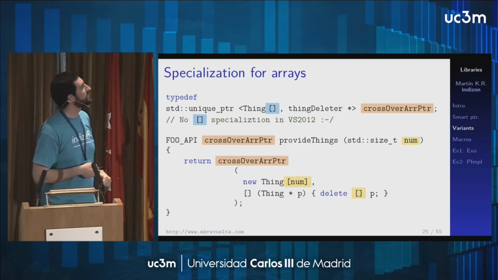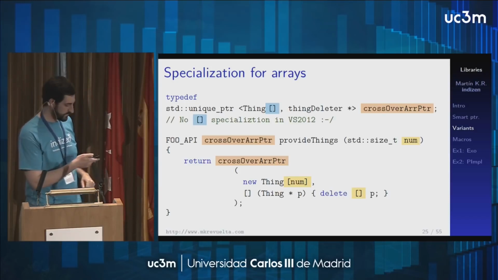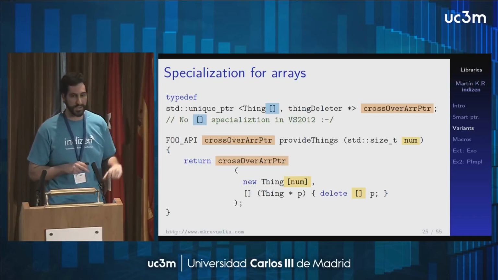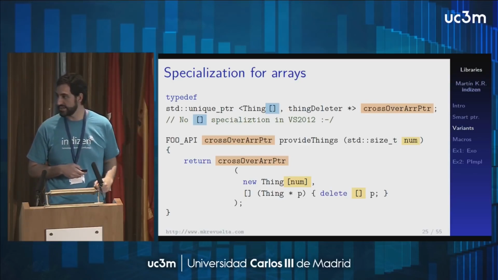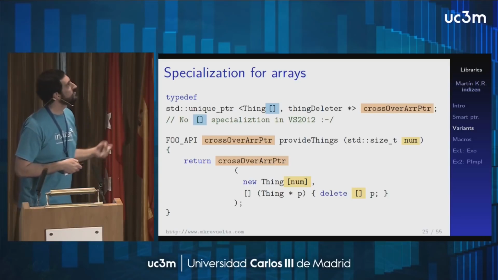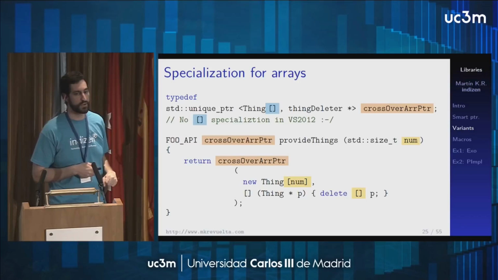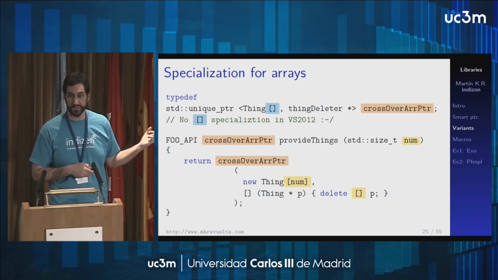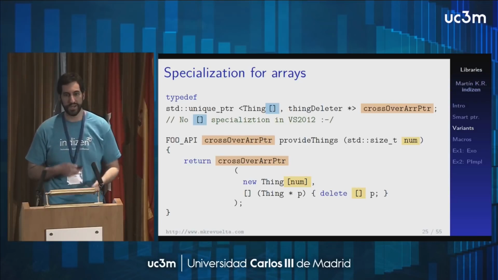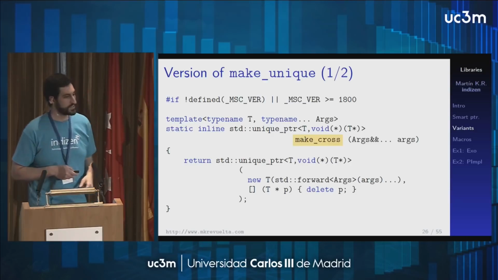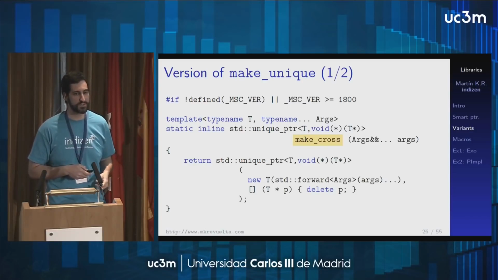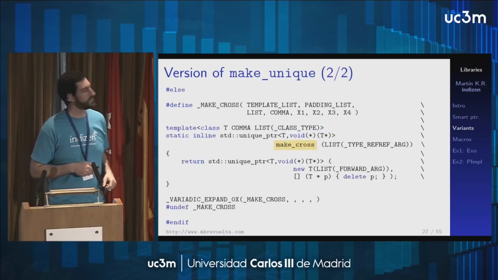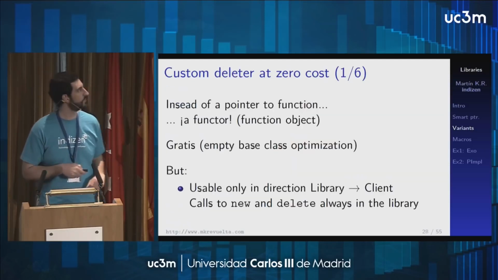We can specialize this for arrays with modern C++. We just have to use the square brackets in new and specify the number of elements. And remember, use the square brackets also when calling delete, and everything will be fine. If you use a very old compiler, maybe you cannot specify the square brackets in the unique pointer type. You would need to call get and then the square brackets, and well. And just as we have make unique, we could make our own make function for these type of pointers, which is very handy. And if you use a very old compiler, you would need to use variadic macros, which are horrible and not worth wasting time.